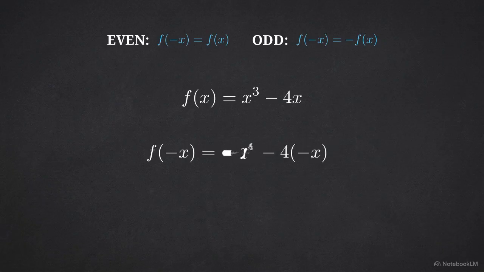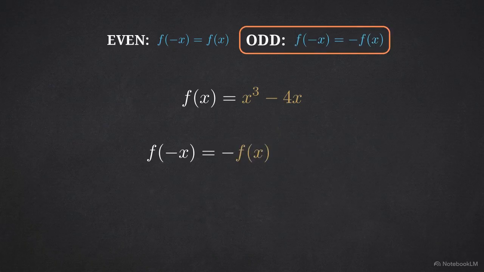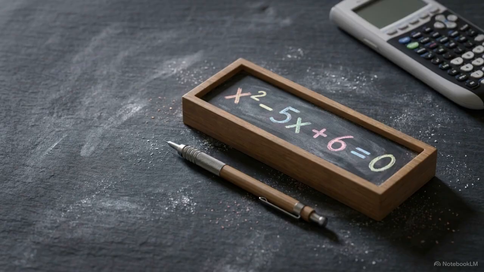A negative value cubed stays negative, giving us negative x cubed. Minus 4 times negative x becomes positive 4x. To compare this cleanly to our starting point, we factor out a negative 1. The result is negative 1 times the original x cubed minus 4x. Because the output is the exact opposite of what we started with, we've proven the function is odd. Mastering this precise manipulation of negative signs is mandatory. When graphing calculators are prohibited, algebra is your only proof.